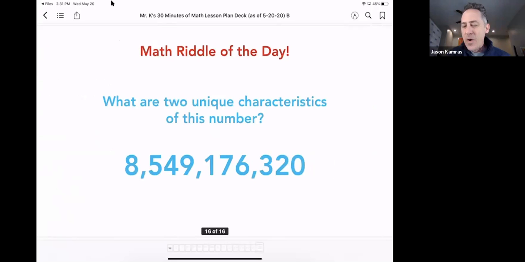Here it is. What are two unique characteristics of this number? 8,549,176,320. So go ahead, write it down or take a screenshot. There's two very unique things about this number. I see Ezra writes in one answer. Yes, that is correct. That is one of the unique things, but there's two unique things about this number.